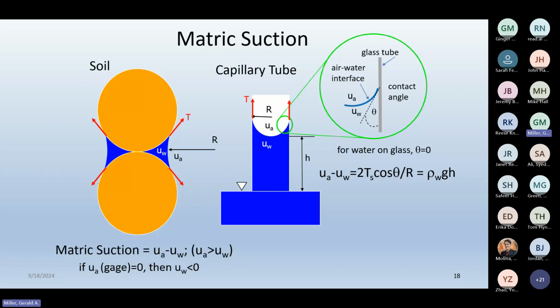The other thing it affects is how the capillary pressure changes during drying. As I said, as the soil dries out and this meniscus recedes into the contacts, the curvature is going to get smaller and smaller, meaning R is getting smaller and smaller, and suction is going to increase.